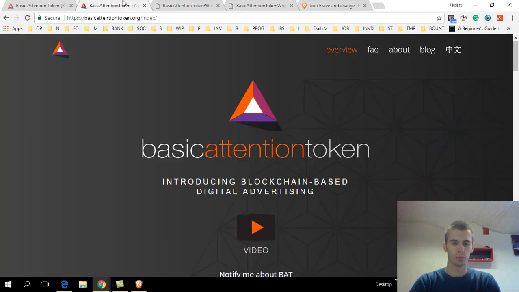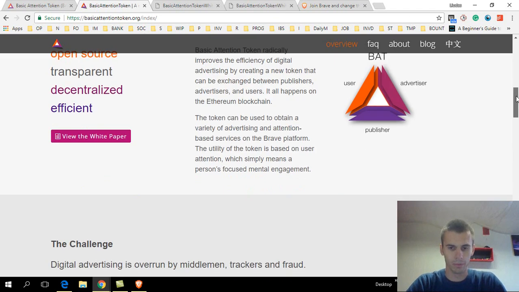So now to the project. What is Basic Attention Token and what is it planning to do? Well, it is planning, and it actually has a lot of progress to show, to create a browser based on blockchain technology that revolutionizes the way advertising on the web works.